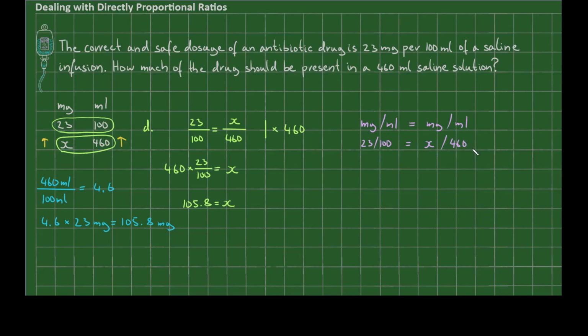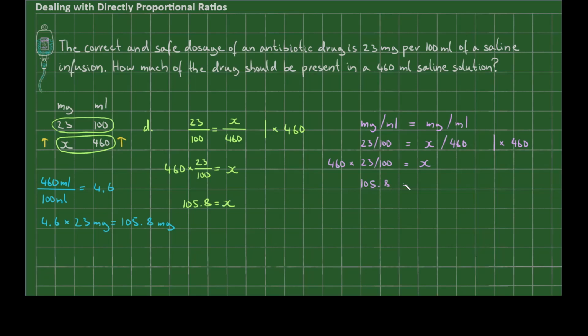Once more, I need to transpose 460 by multiplying both sides by 460. And so I will have 460 multiplied by 23 per 100, and all of that equals x. Recall that 23 per 100 is the same as 23 over 100 or 23 divided by 100. In essence, I'm repeating what I have done here in this step in the green. And no surprise, I will end up with the same result.